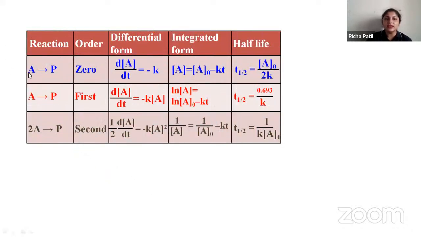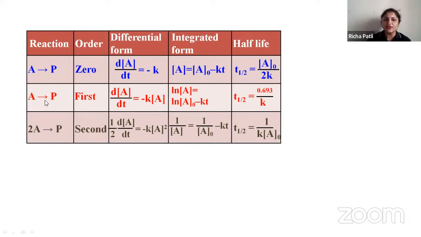So, reaction A giving you product P, if the order is 0, then the differential form you write in this form: d of concentration of A by dt is equal to minus K. Then the integrated form is what? Concentration of A is equal to A naught minus Kt. Half-life t half is equal to A naught by 2K.